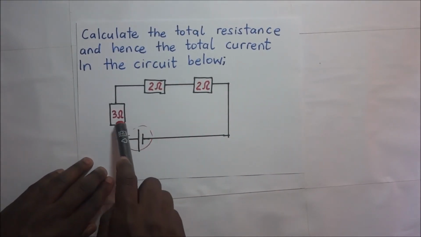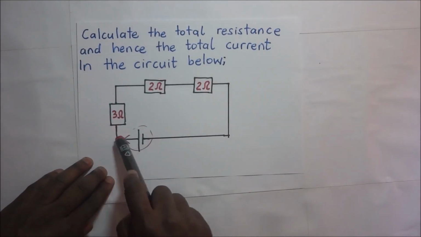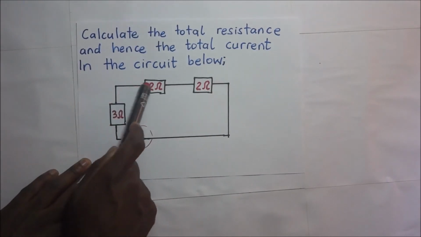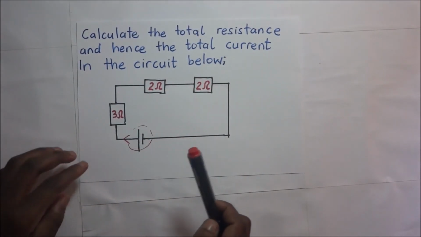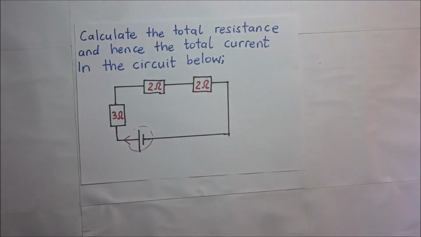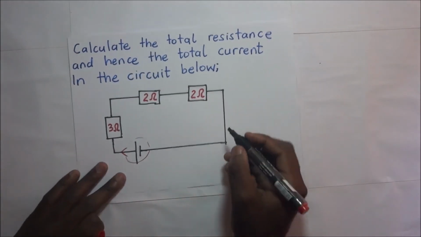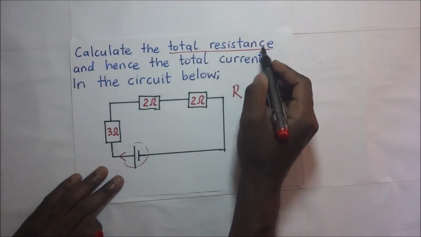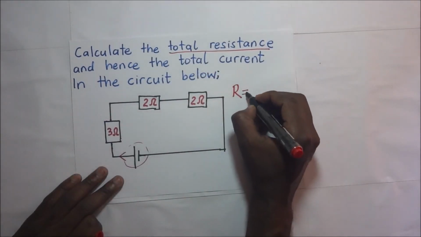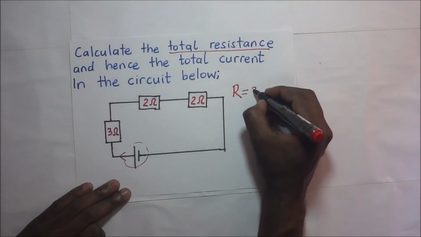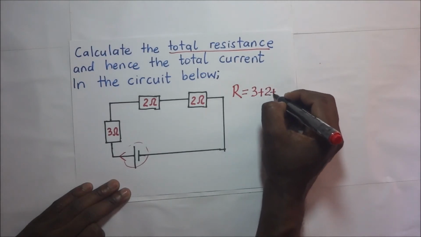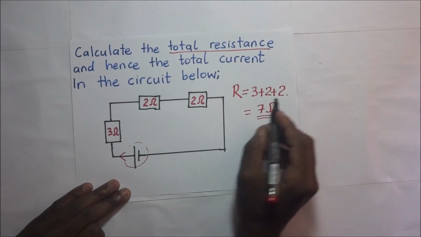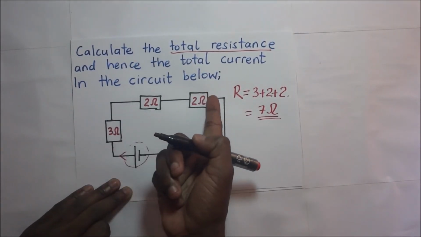So what does this mean? It means that these 3 resistors are in series with each other because we are having the same amount of current going through them. So now to find the effective resistance in this circuit, because that's what the question first wants us to get, effective resistance is going to be 3 plus 2 plus 2, which is 7 ohms. That's the effective resistance of these resistors in series.